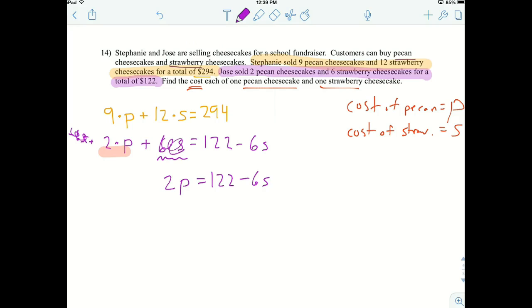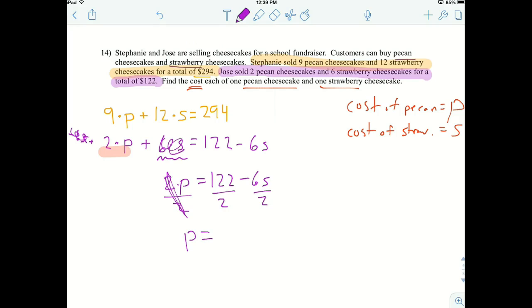Then I want to get p alone. They're connected through multiplication, so I divide every single term by 2. I like to divide one term at a time, just like that, so I don't lose track of my negatives or lose track of my 2's. That reduces down to just p over here.